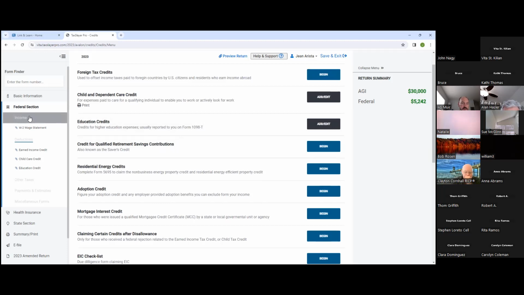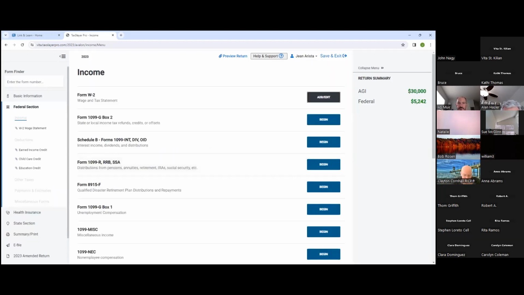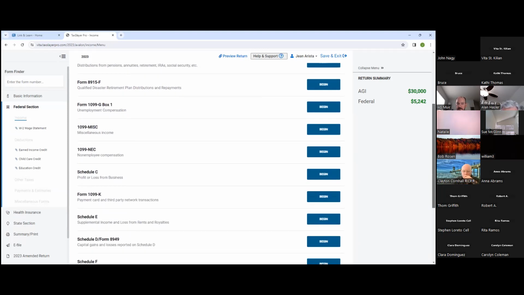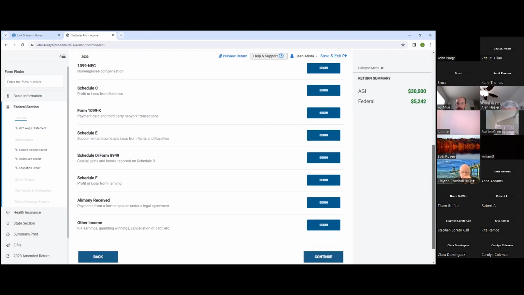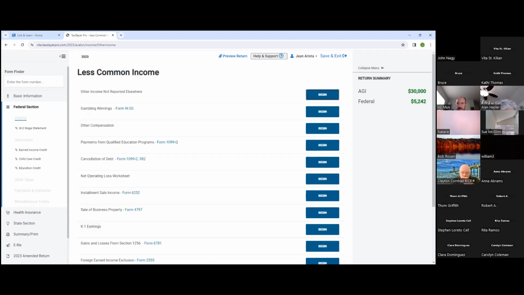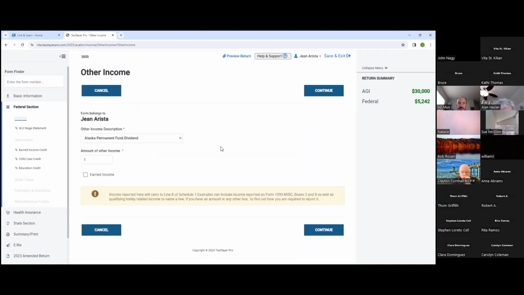And so we go to our income page, and we're going to go all the way down to the bottom where it says other income. And you're going to use this tab a lot because in the VITA program, for some reason, a lot of our clients are gamblers. And some of our clients have cancellation of debt through a credit card. And a lot of times that's going to be a taxable event. So we go to other income not reported. And there's a laundry list here.